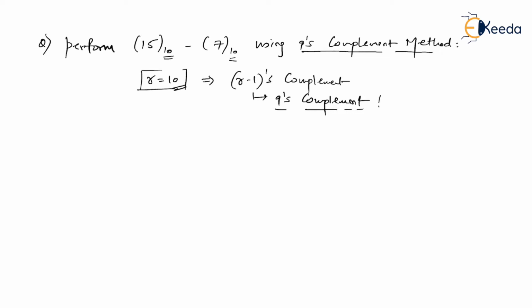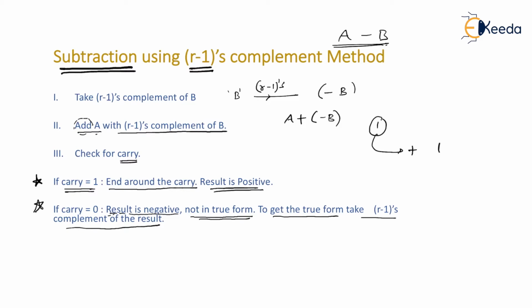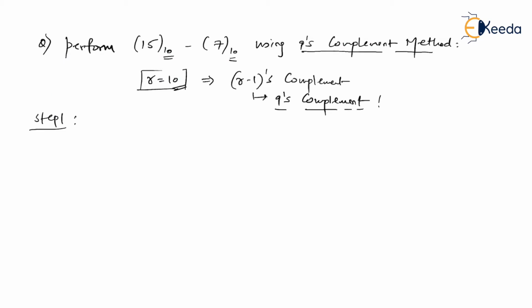So let's see step number 1. What is step number 1? Step number 1 says take R minus 1's complement of B. If you want, I can show you the previous slide. Check it out. Step number 1 says take r minus 1's complement of b. So let's take r minus 1's complement of b. That is nothing but, in our case, the 9's complement of b. What is b? B is nothing but the second number. A is the first number given. So your b value is 7.